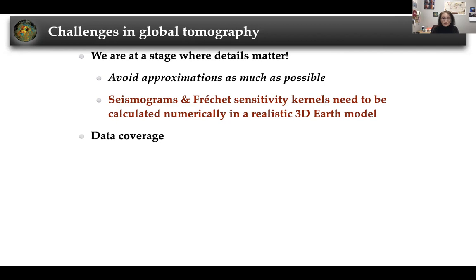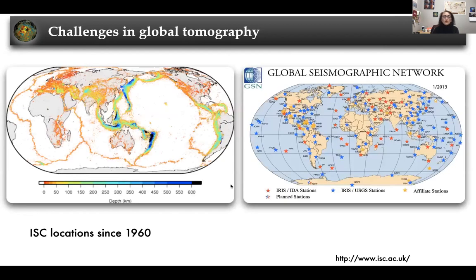So data coverage has been the long-standing problem at the global scale because our main seismic sources are the earthquakes, and they are typically located at the plate boundaries. We don't have earthquakes everywhere. And if you look at the distribution of seismic stations, this figure on the right shows the global seismographic network stations. We have most of the stations naturally in the continents and in the northern hemisphere.